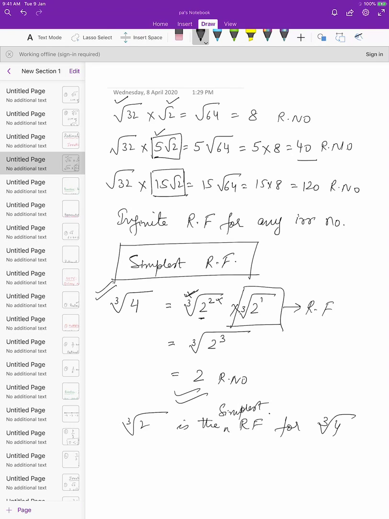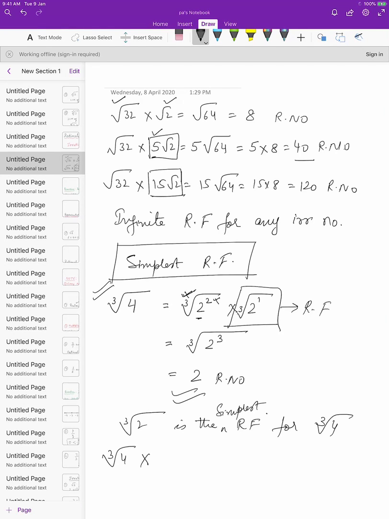There can be so many other rationalizing factors for this. I can say if I multiply cube root of 4 with, say, 7 into cube root of 2, then what will I get? 7 into cube root of 2 cube, which is equal to 7 into 2, which is equal to 14, which is again a rational number. Hence I can call this also a rationalizing factor. So in the same way, as I told you, there can be infinite rationalizing factors for a given irrational number, but we are always interested in finding the simplest rationalizing factor for the given irrational number.